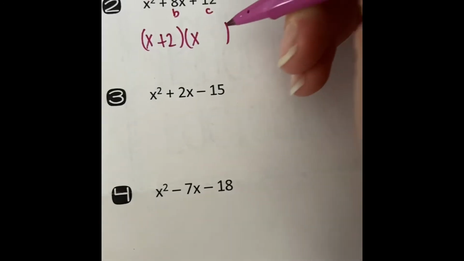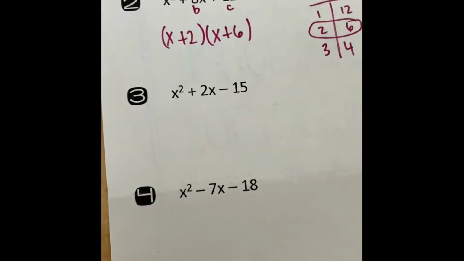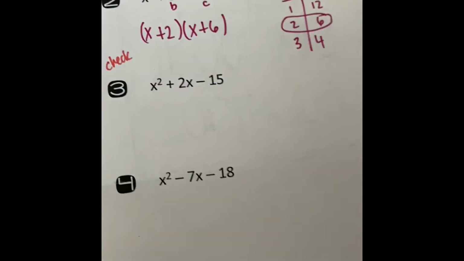2 and 6. So I'll create 2 different parenthesis sets. Both will get an x. One will get a positive 2. The other will get a positive 6. Again, we can check to make sure we got the right answer by multiplying those back together.